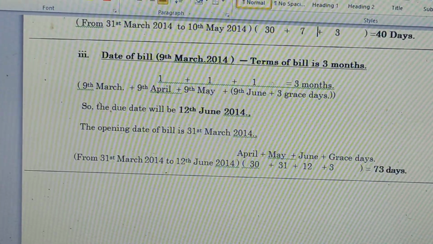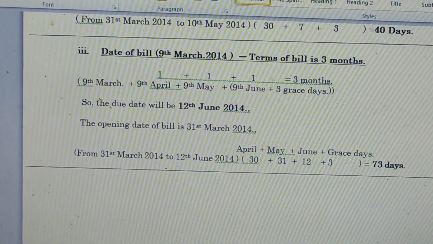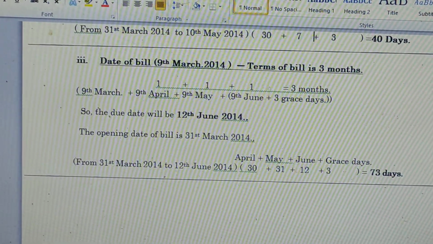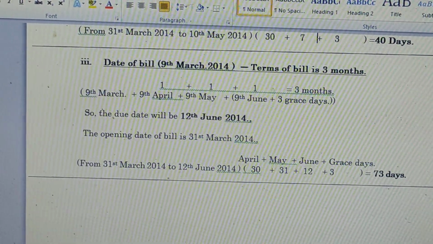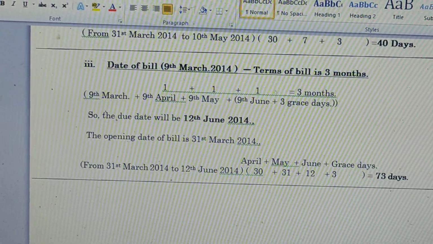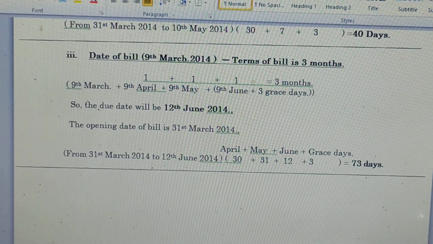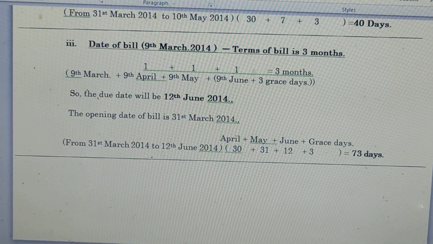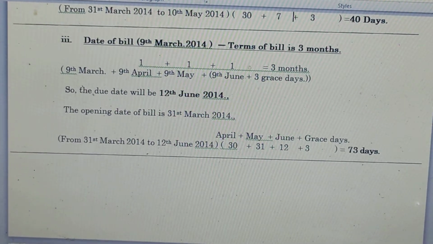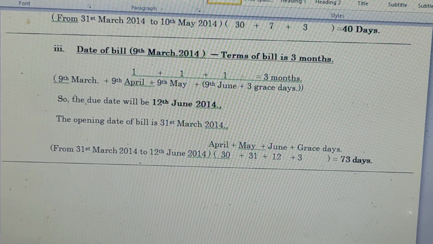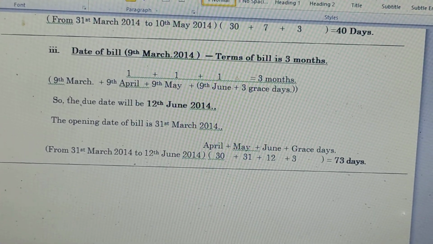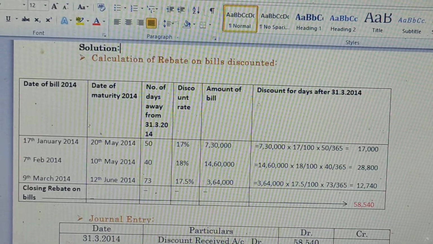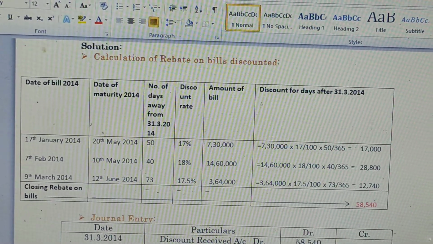The opening date of the bill is 31st March 2014 as per the question. If you do not know which date is the opening date, you can take the balance sheet closing date, which you can see in the question. From 31st March 2014 to 12th June 2014, in April 30 days, in May 31 days, in June 12 days plus 3 days as grace days. So the total is 73 days. Then we are going to calculate the rebate on bills discounted.